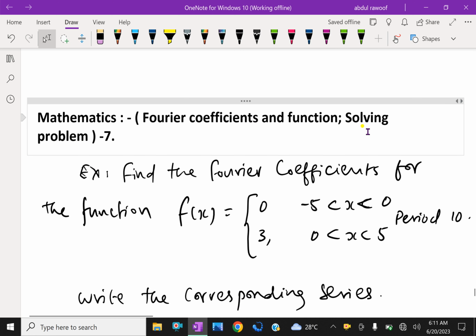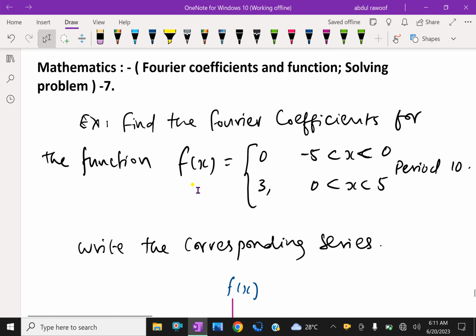Look at this example. Find the Fourier coefficients for the piecewise function f of x equal to 0 when x is greater than minus 5 and less than 0, and f of x equal to 3 when x is greater than 0 and less than 5, for period 10.